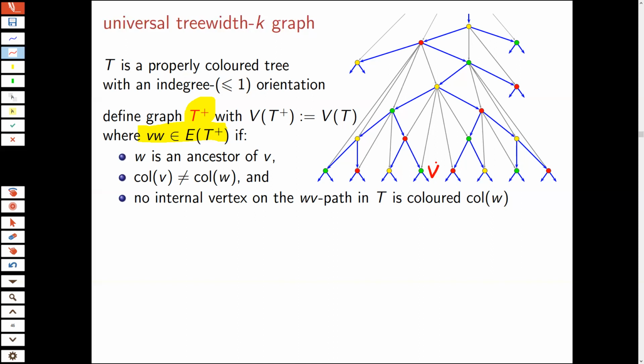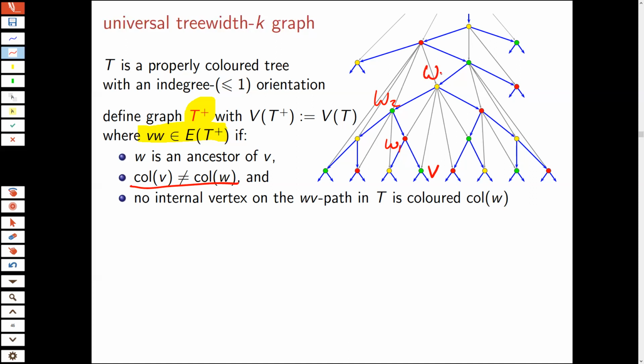So let's see what this means in practice. Say here's V, and I imagine this is W1. Well, W1 is an ancestor of V. They have different colors. One's red, one's green. And there's no internal vertex on the WV path. So W1V is definitely an edge in T plus. In fact, every edge of the tree is an edge of T plus. But what about this W2 up here? Well, it's green. And by the second property here, I don't add edges between two green vertices. So W2 is not adjacent to V.